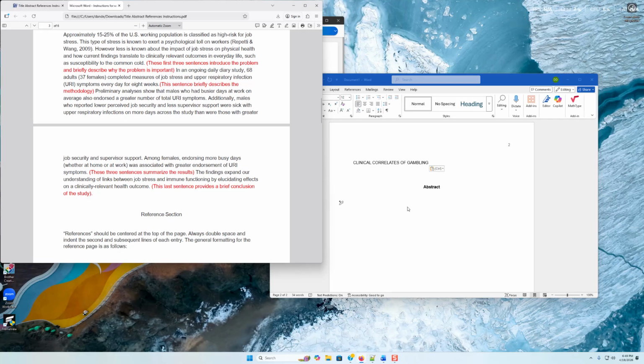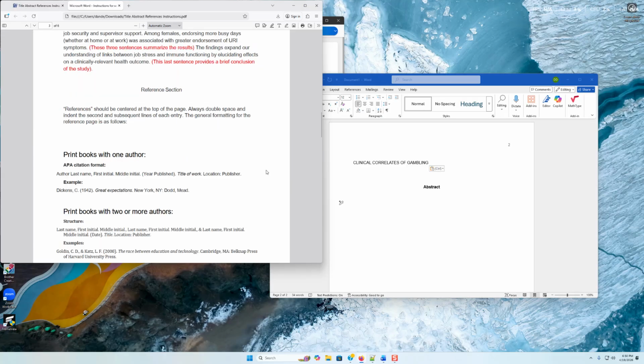Now the references. So the references go at the end of the manuscript. So I'm not going to keep making pages. It's going to go at the end. So it's going to be page 10, something like that, page 15. Depends on how much you have written in each section.